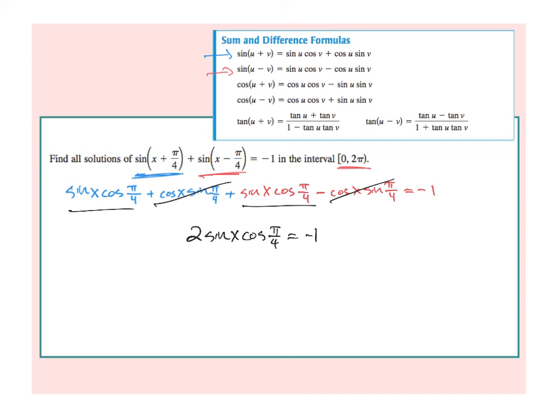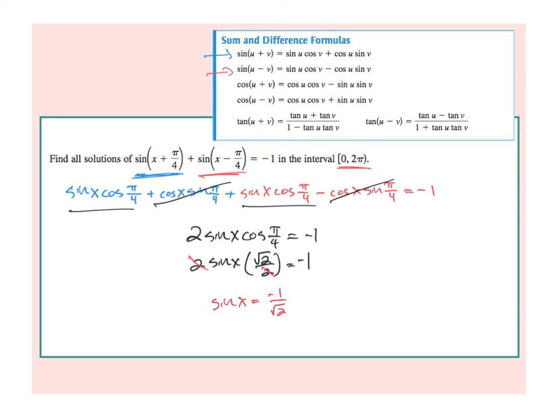Well, now we need to start evaluating. So what is cosine of pi over 4? Square root 2 over 2. So now I have 2 sine x times square root 2 over 2 is equal to -1. So now if I have 2 times square root 2 over 2, what cancels? The 2's cancel. And then what's going on with sine x and square root 2? They're being multiplied. So what should we do to start solving for x? Divide by square root 2. So now I end up having sine x is equal to -1 over square root 2.